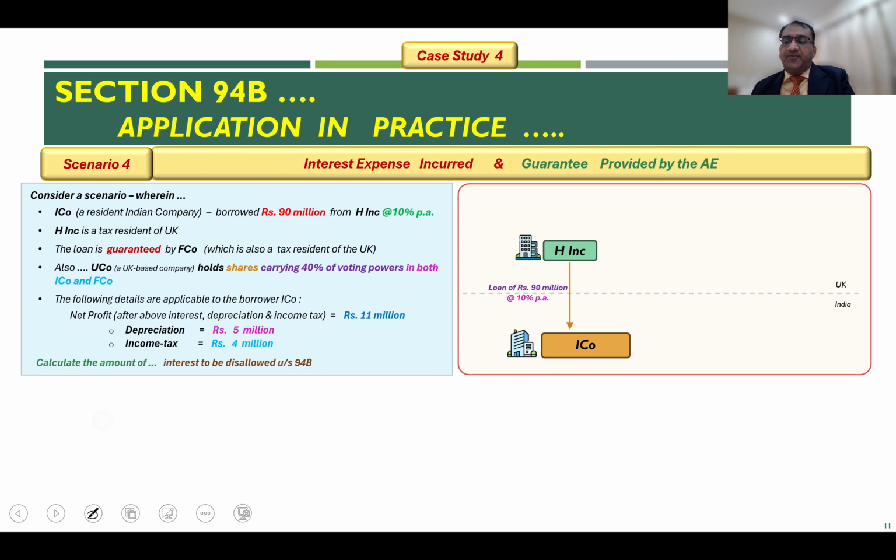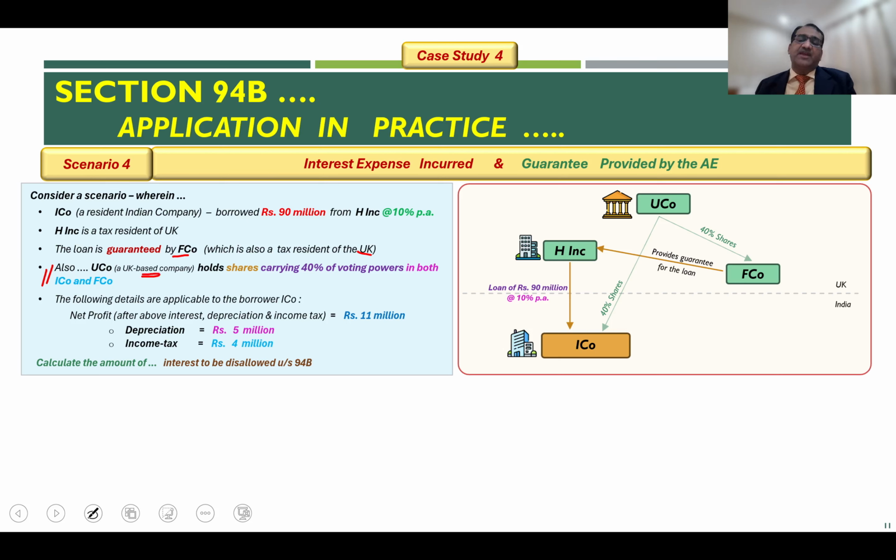See the next, third point. The loan is guaranteed by FCO, who is also a tax resident in UK. Now look at the fourth point. There is another entity called UCO, which is also a UK-based company. UCO has shares carrying 40% of the voting rights in both ICO as well as in FCO.